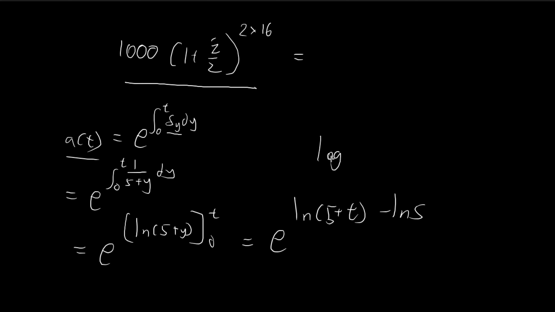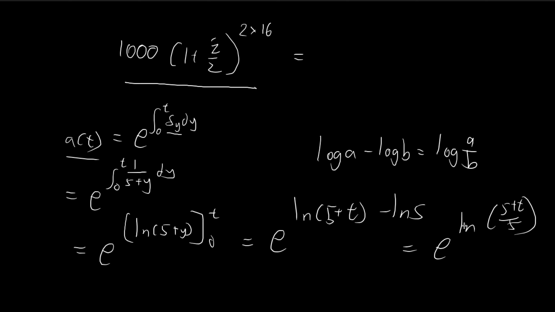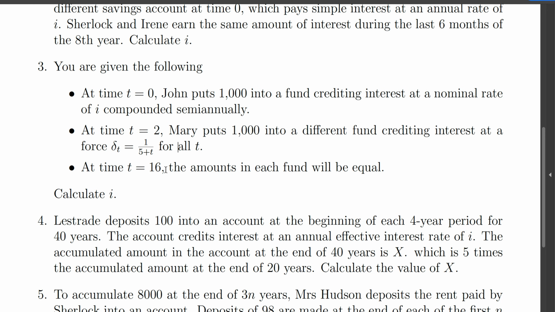And then if you recall your logarithms, log a minus log b is going to be equal to log a over b. So in this case, it's going to be natural log of (5 plus t) over 5. So e to the power of natural log of something, that's just going to be equal to that something, right? So this is our accumulation function. So using this, we can actually find what Mary has at time 16.